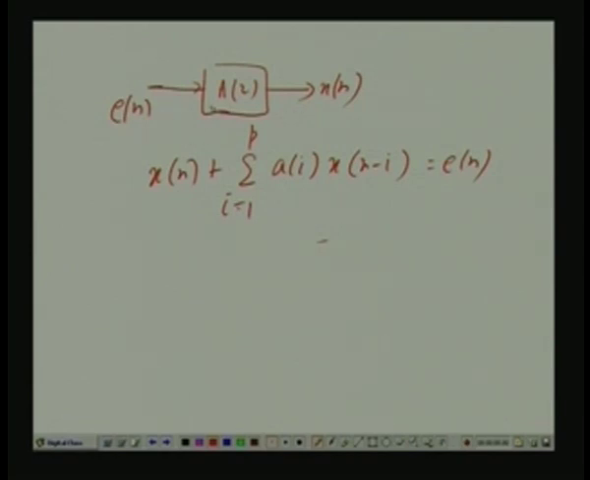It is passing through a model A(z). What is A(z)? That is the transfer function of this AR system, and it gives rise to Xn. A(z) is X(z) by E(z). If you take the Z transform of the left hand side and right hand side, obviously you get that all pole transfer function, and that is your A(z).